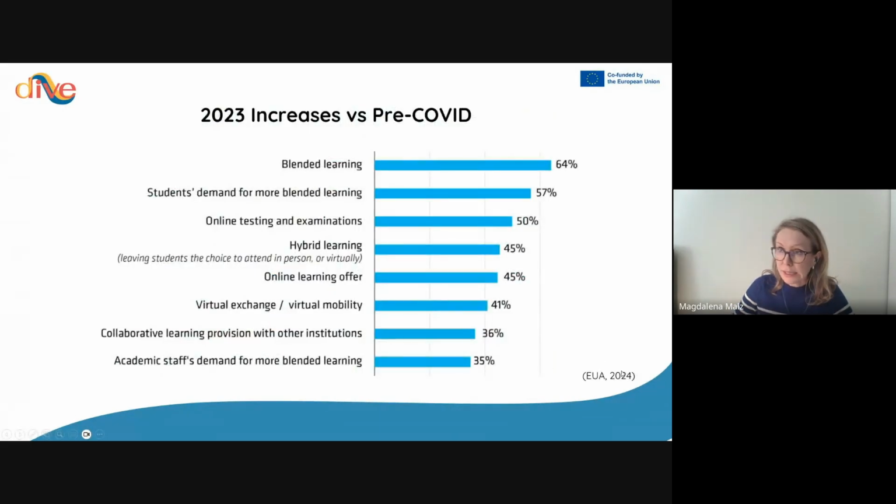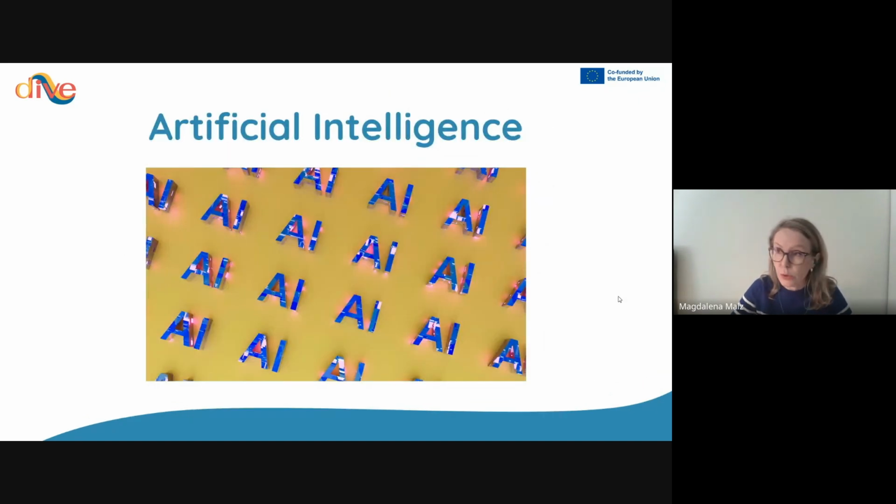Let's have a look at some statistics. These are statistics prepared by European University Association survey from last year, from 2023, that shows the increase of 2023 and pre-COVID tendencies in education. As you can see, blended online hybrid teaching formats are much higher than pre-COVID situation. So this is the fact. We've got this trend already visible and translated into concrete data. And we talked about pandemics. Today, the new disruptive event is, of course, the apparition of AI, so artificial intelligence.